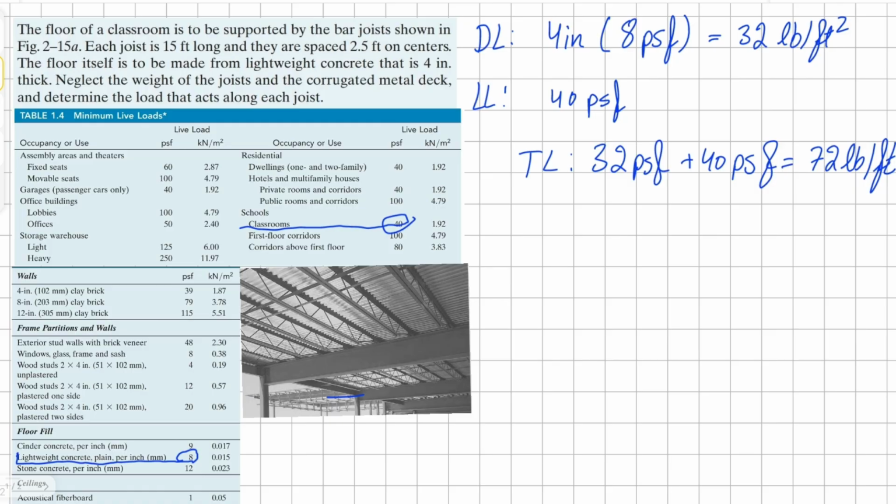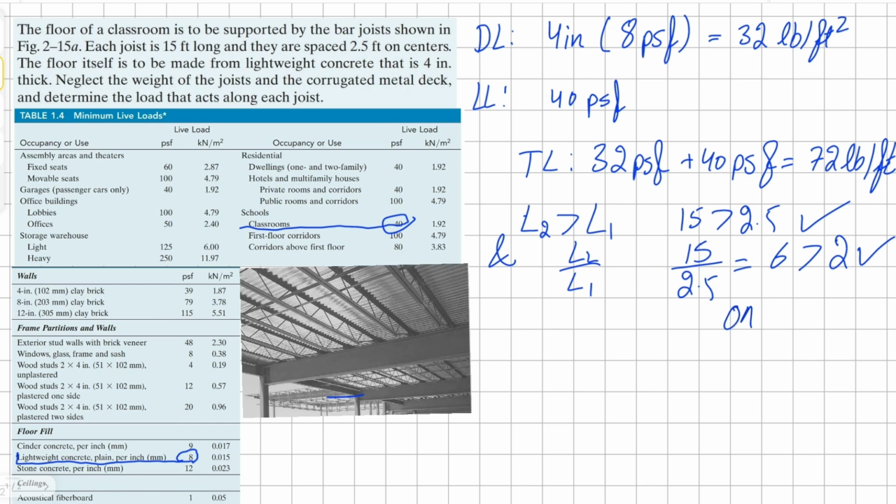Once we have this, now we have to determine whether it's a one-way slab system or two-way slab system. First of all, the length of the beam must be greater than the length of the span. So here, the length of the beam is 15 and the span is 2.5 feet. So that's good. And our span ratio should be greater than 2 in order to be a one-way system. Let's see if it is one-way. 15 divided by 2.5, we get 6. So yes, it is greater than 2. So that means it's a one-way slab system.